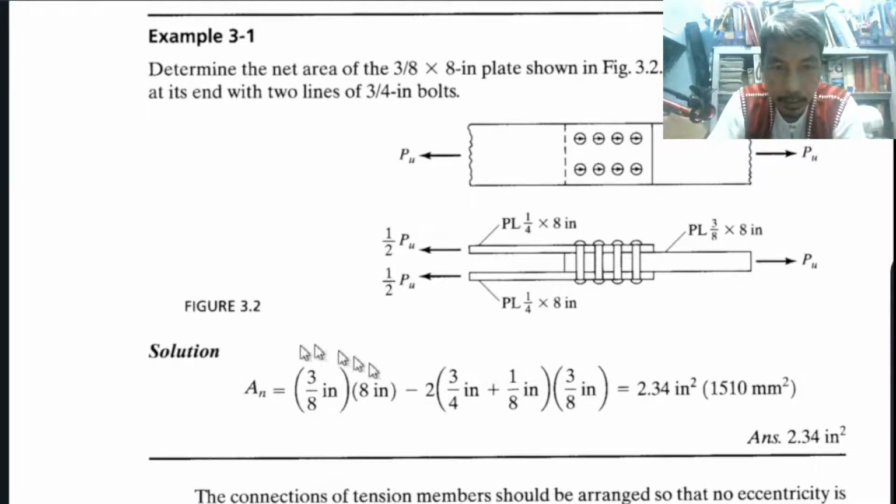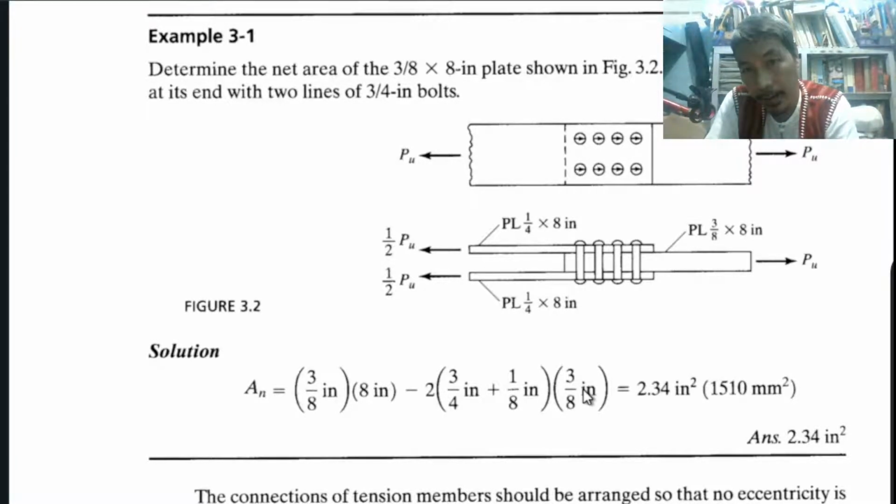So we have gross area minus the diameter of the hole times the thickness. Okay, diameter times the thickness. This is the area punch out. Okay, this is the area punch out. That is the largest projection of the hole in the metal plate. Then times 2, meaning 2 holes.